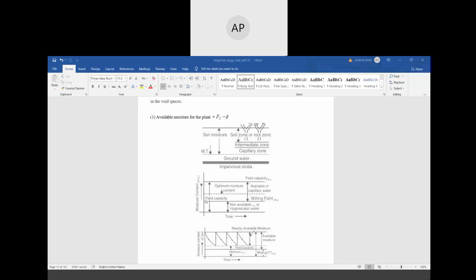Moisture content, optimum moisture content, and in between non-available water. Non-available water is also called hygroscopic water. See this point. In between optimum moisture content and non-available water, there is a field capacity. And this point is called the wilting point. Okay, this is the available water. Available water is this portion.